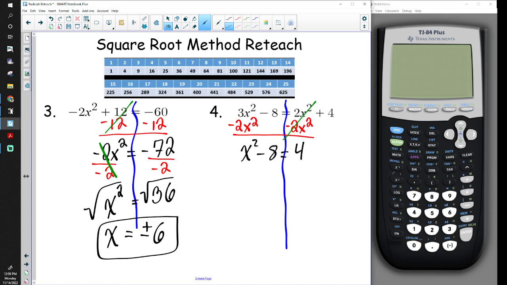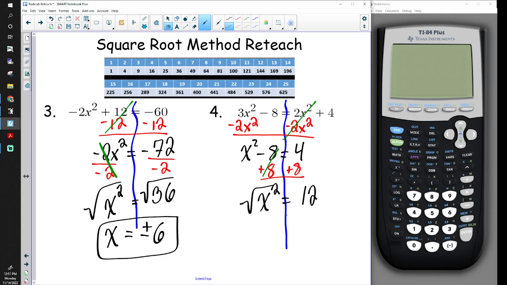Drop everything. To get rid of the minus 8, we do our opposite. Add 8. And x squared equals 12. And now you look at your answer and you can kind of look into the future and you're a little sad. Because look at 12. Is that a perfect square? It's not. So you know there's a little more work coming than before, but it's not going to be terrible.